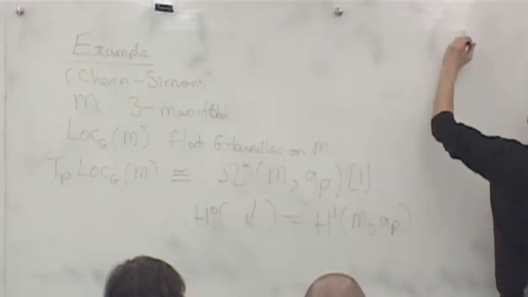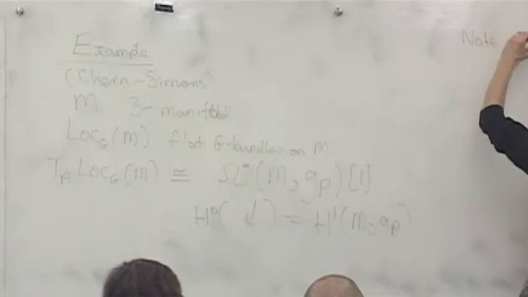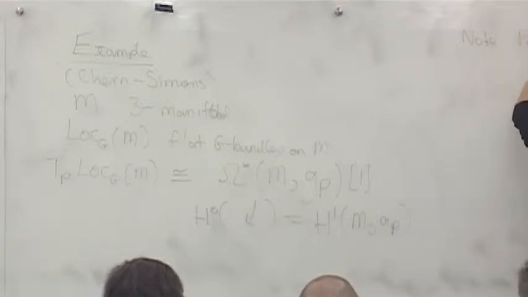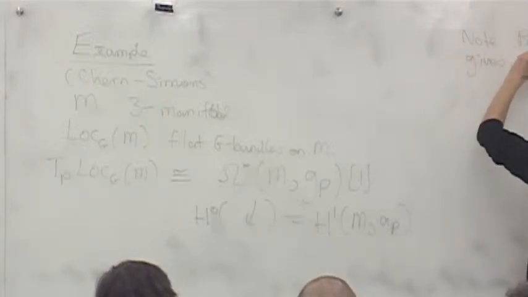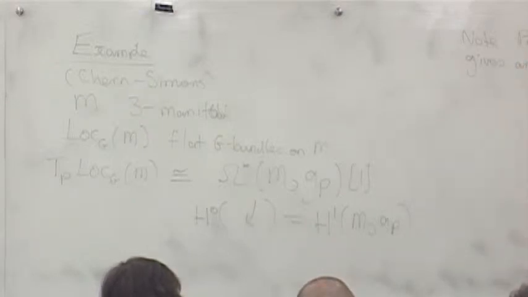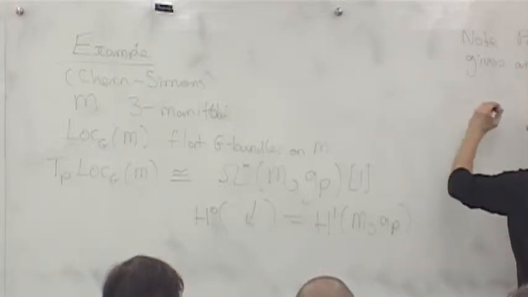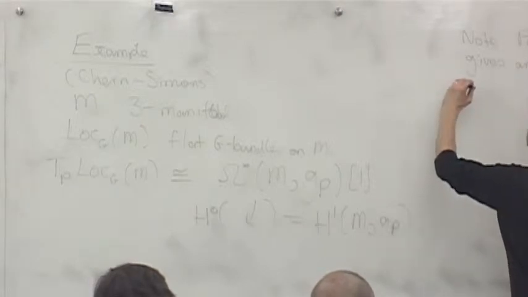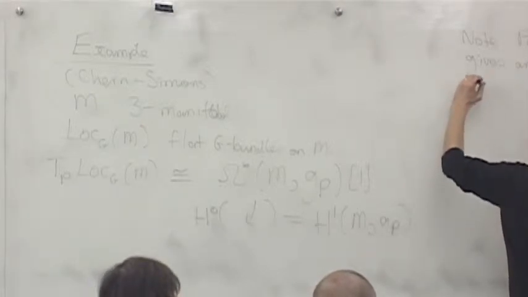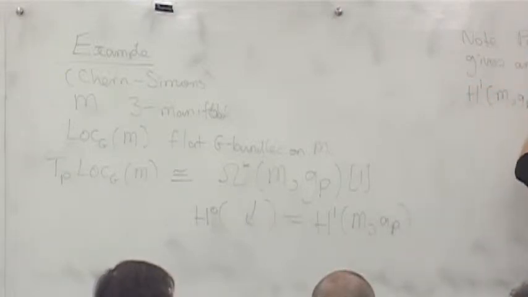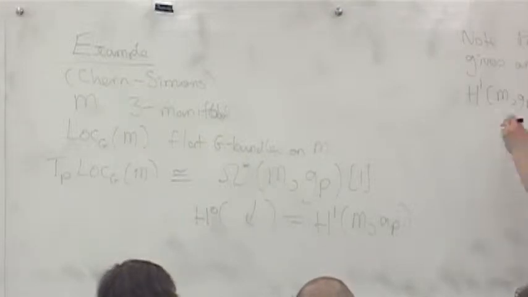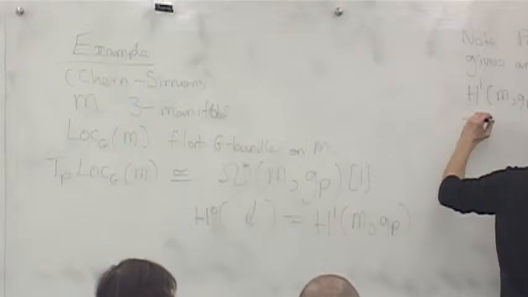Now note that Poincaré duality gives an isomorphism from, say, H^i of M with coefficients in g_P to H^(3-i) of M with coefficients in g_P, so that this is our symplectic pairing.